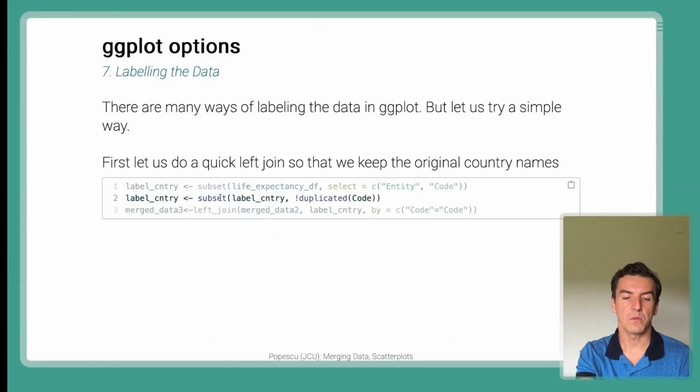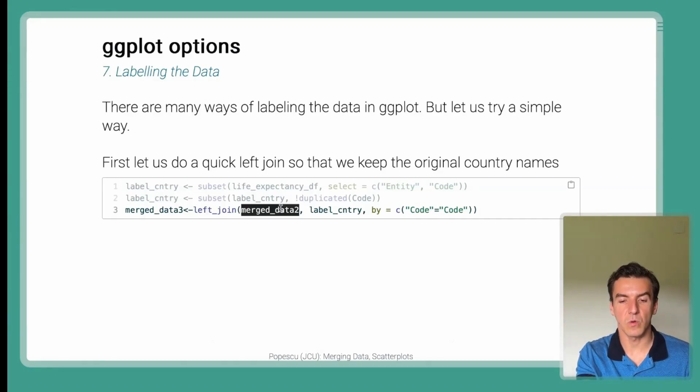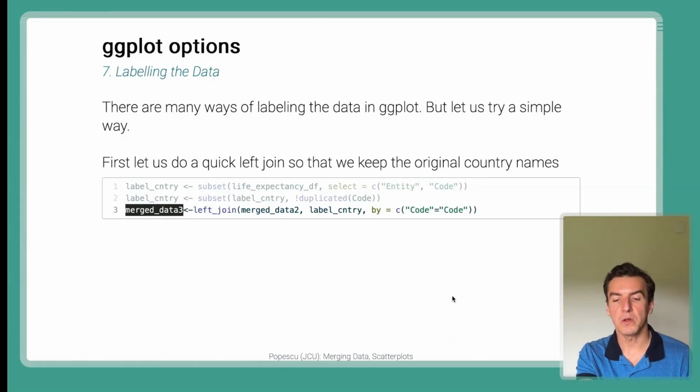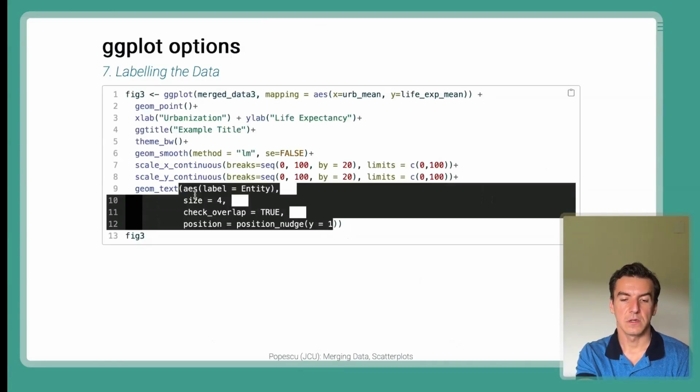So first, we want to make sure that our code, the 3-letter code, is not duplicated. And then we would like to merge these values to merge data to by code. So we take the 3-letter code in both data frames, so 1 and 2, and then we want to create a final data frame that's called merged data 3 that contains all the values in merged data 2, but also now the country label, essentially entity. Okay, so this is how we add entity to our graph.